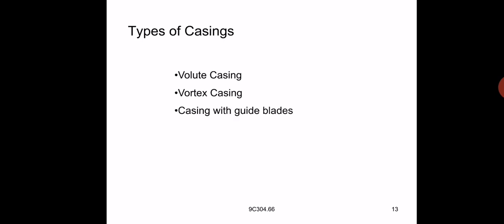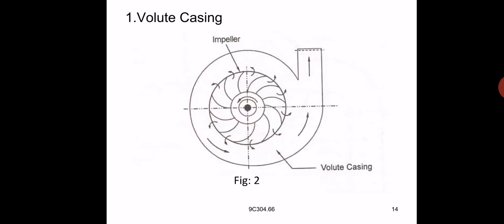So we will have different types of casings that we have to use for the pumps. Those are: number 1, volute casing; number 2, vortex casing; and number 3, casing with guide blades. Here we will discuss the volute casing.